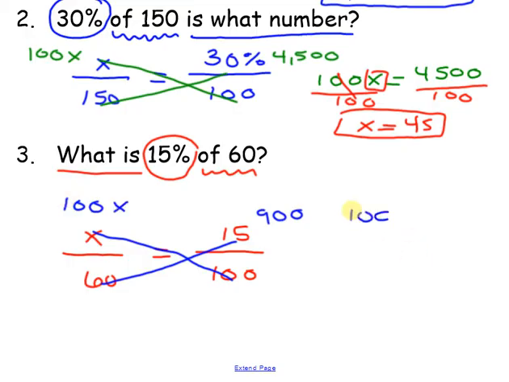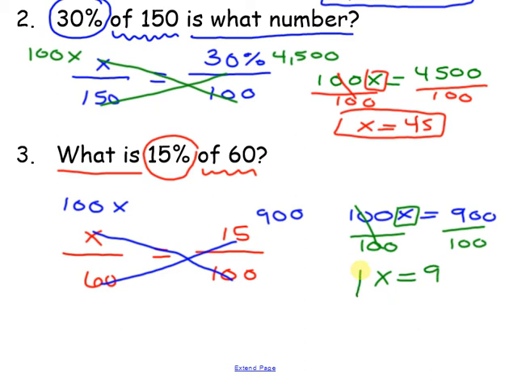Set them equal to each other. 100x equals 900. Box your variable. Divide by the coefficient that's attached to it. These guys cancel, and your x is going to equal 900 divided by 100, which is 9. So that means if you got 9 questions right out of a 60 question test, you have a 15%.